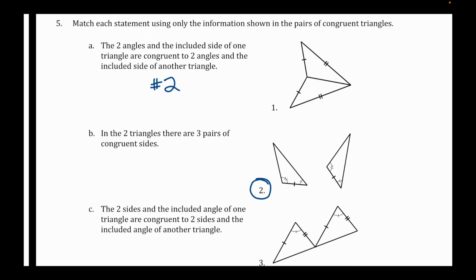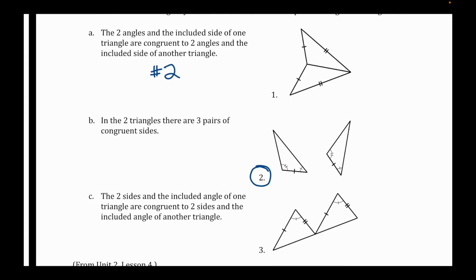Part B says the two triangles have 3 pairs of congruent sides. Well, that leaves 1 and 3 for us. So 3 does not have 3 pairs of congruent sides. It has 2 different sides and an angle. And number 1 doesn't have them labeled, but it does have a shared side here, so it actually does have 3 pairs of congruent sides. So this is number 1.